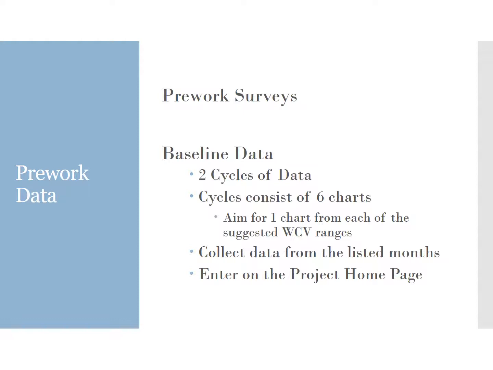One example of that age visit range is the newborn to 4 months. You'll take one chart from that. And then there are 2 specific months that you'll be pulling data from. For your first cycle of data, you'll be pulling charts from the month of August 2017. And for your second cycle of data, you'll be pulling 6 charts from September 2017.